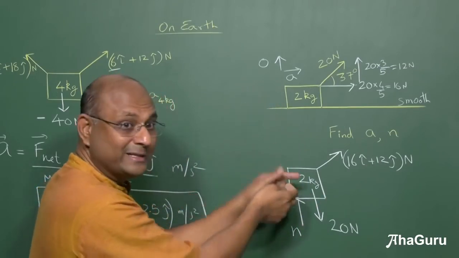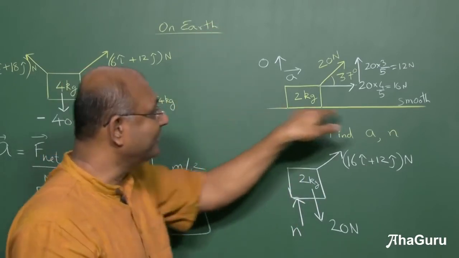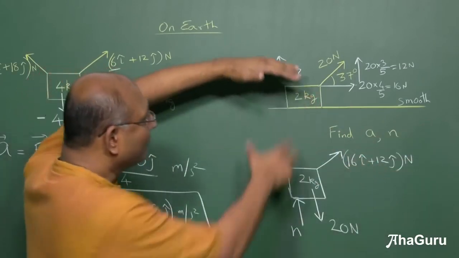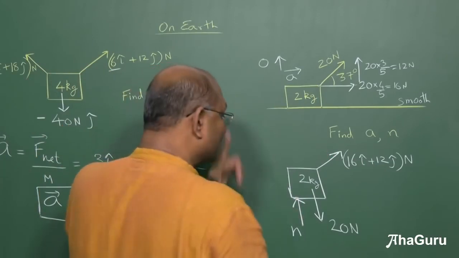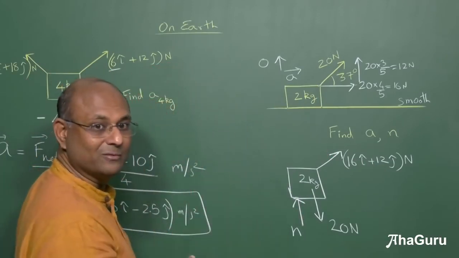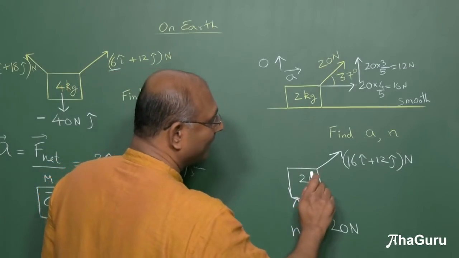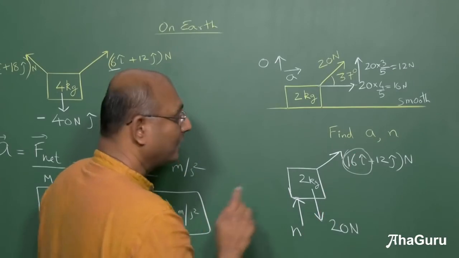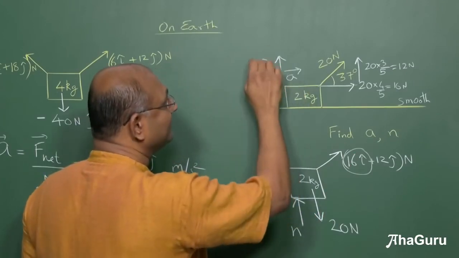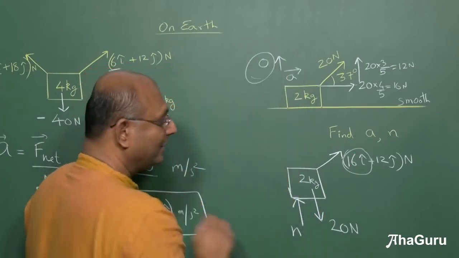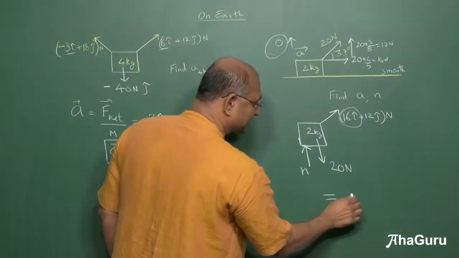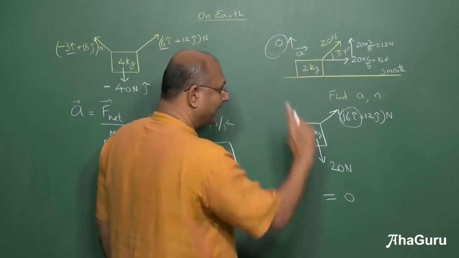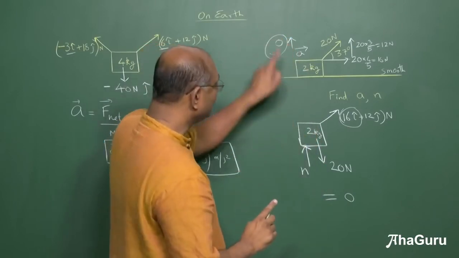Well, if it was going to do anything, it has to go inside. But what about the floor? Will it allow it to go inside? No, right? You can't go inside the floor. So that means N is going to stop you. Now let us see, horizontal force is only 16. But vertical, what is the acceleration vertically? 0, which means net force is 0. Mass into acceleration, 2 times 0. Mass into acceleration is 0.